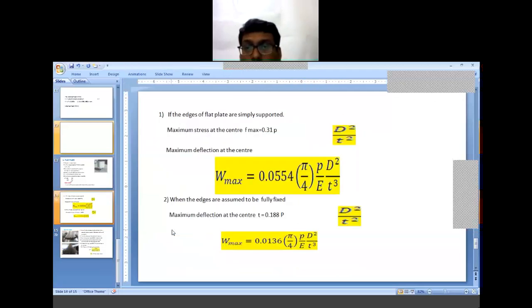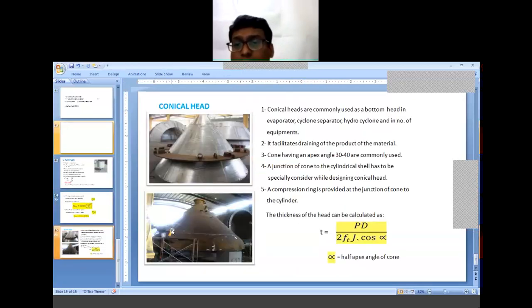The next is the conical head, which I can also use. In that conical head, the formula is thickness equal to PD upon 2fj cos alpha, where alpha is half the apex angle of the cone. Now if the cone has an angle of say 60 degrees, half the apex angle is 30 degrees, so alpha has the value of 30. So cos 30 will be there, and the same formula PD upon 2fj. From this you can also calculate the thickness.